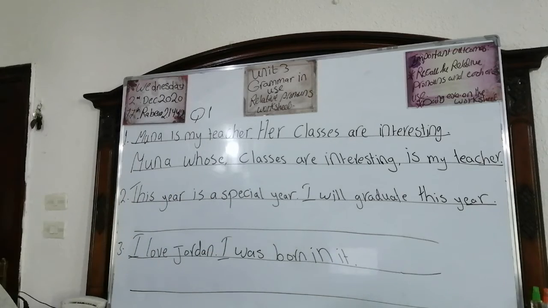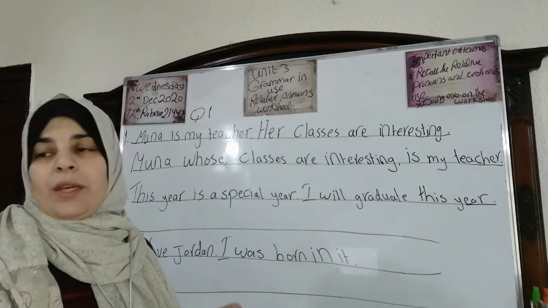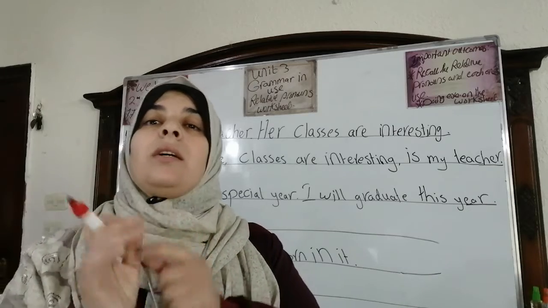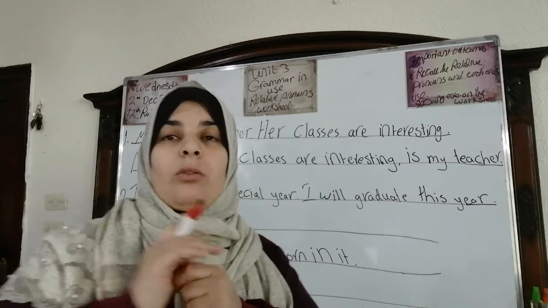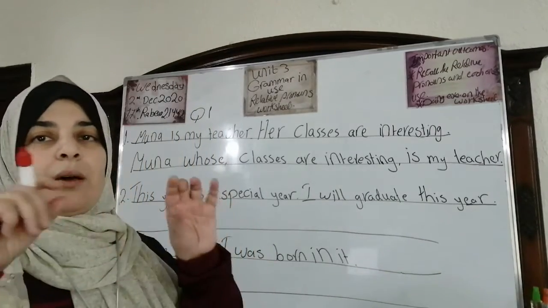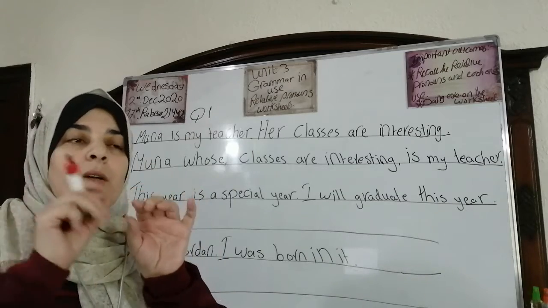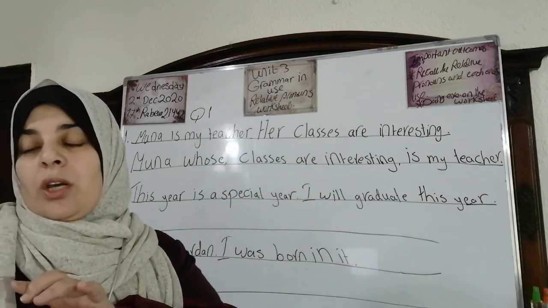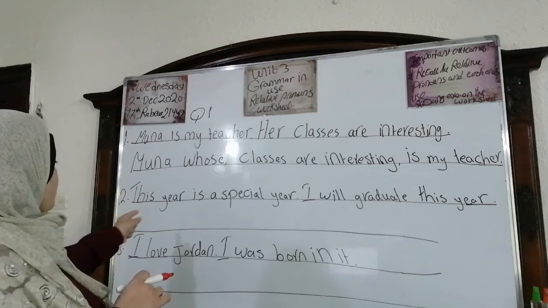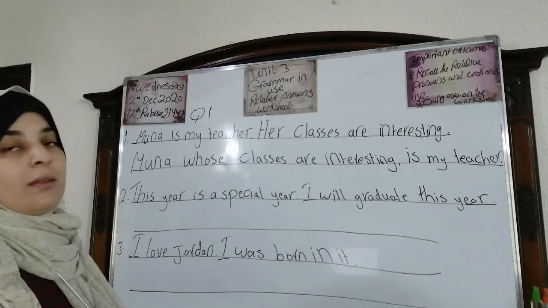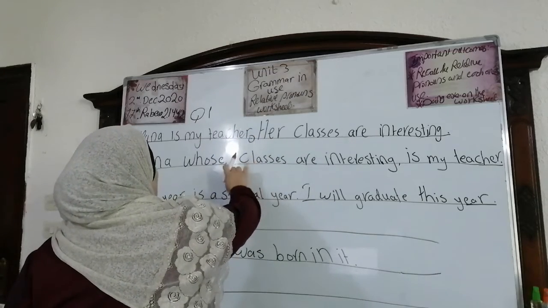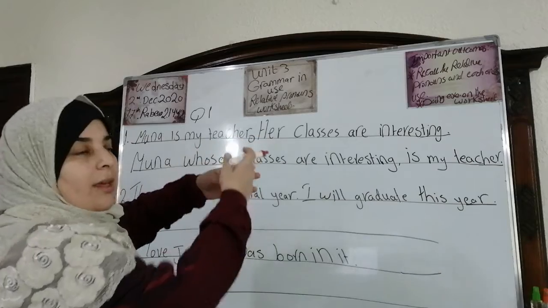Now, let's move to number 2. This year is a special year. I will graduate this year. In your worksheet, it's written which, but we are going to use when, okay? Try to do it. I'm coming back to you, okay? Now, look here. We said we can replace, but here I think the relative pronoun when is more suitable. So you're going to omit which on the worksheet and work with me with when. Okay, we omit the full stop and connect the sentences, as we did with whose.